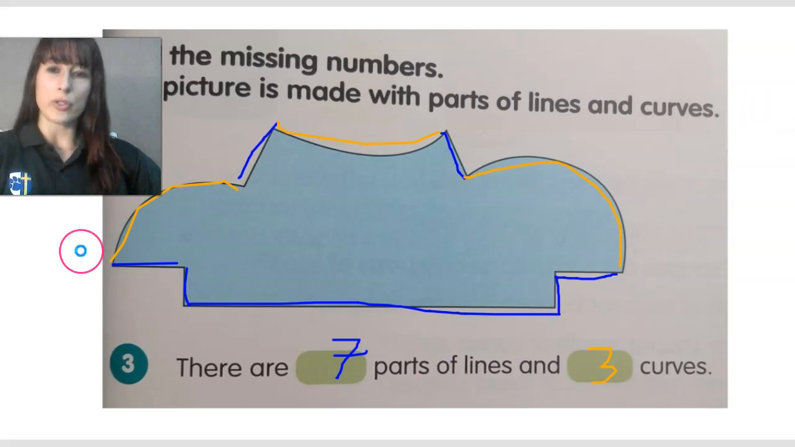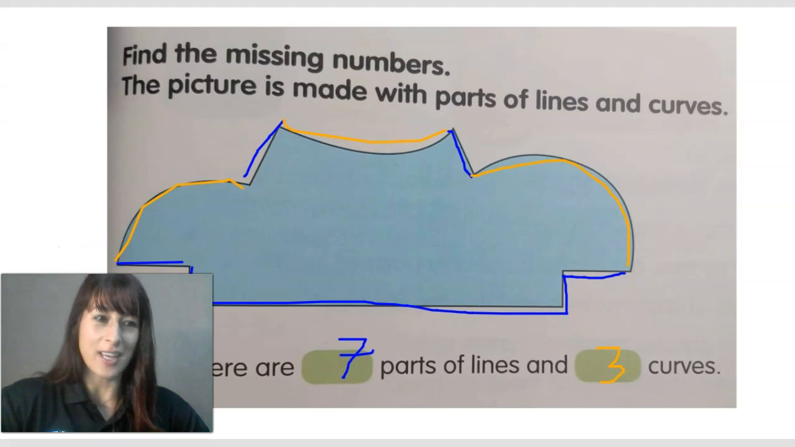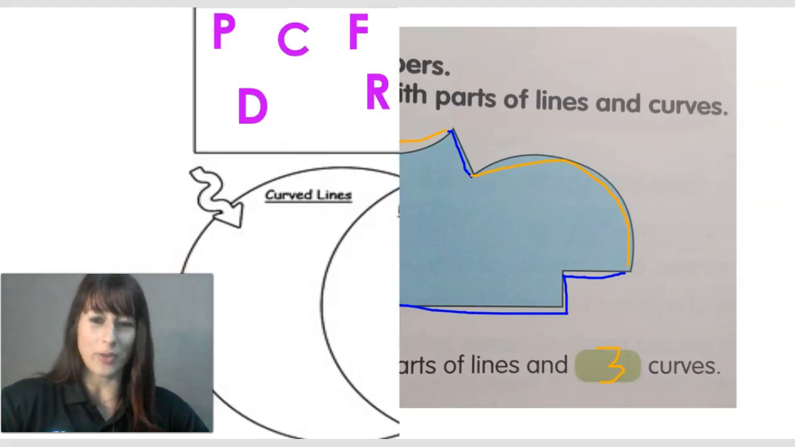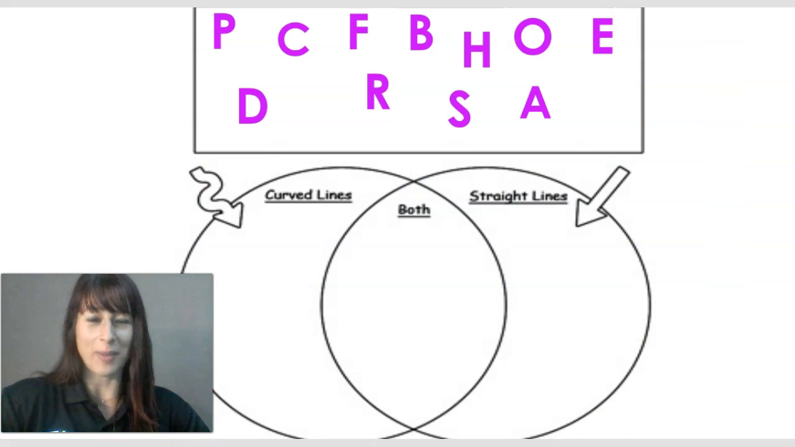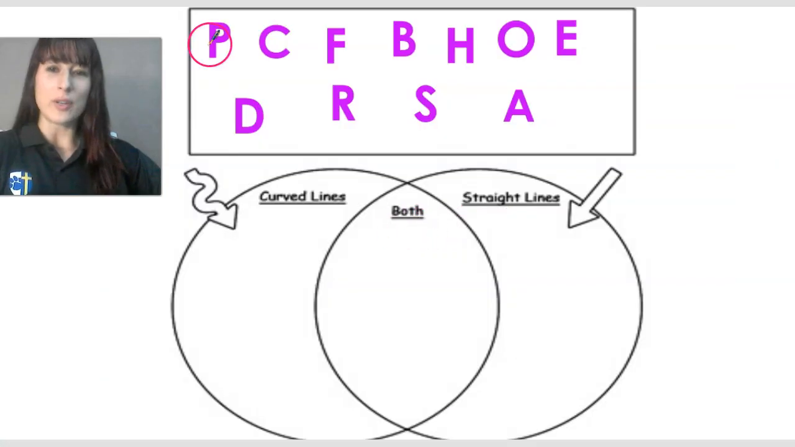Okay, well, to finish this lesson, I have one more activity for us. In this activity, we will be sorting letters of the alphabet. As you can see, we have a Venn diagram. Here we have curved lines, both, and straight lines. So if I look at letter P, does it have straight lines only or curved lines or both? Here we call it parts of lines, right? So P has both, has a straight line, part of a line, and also has a curve.